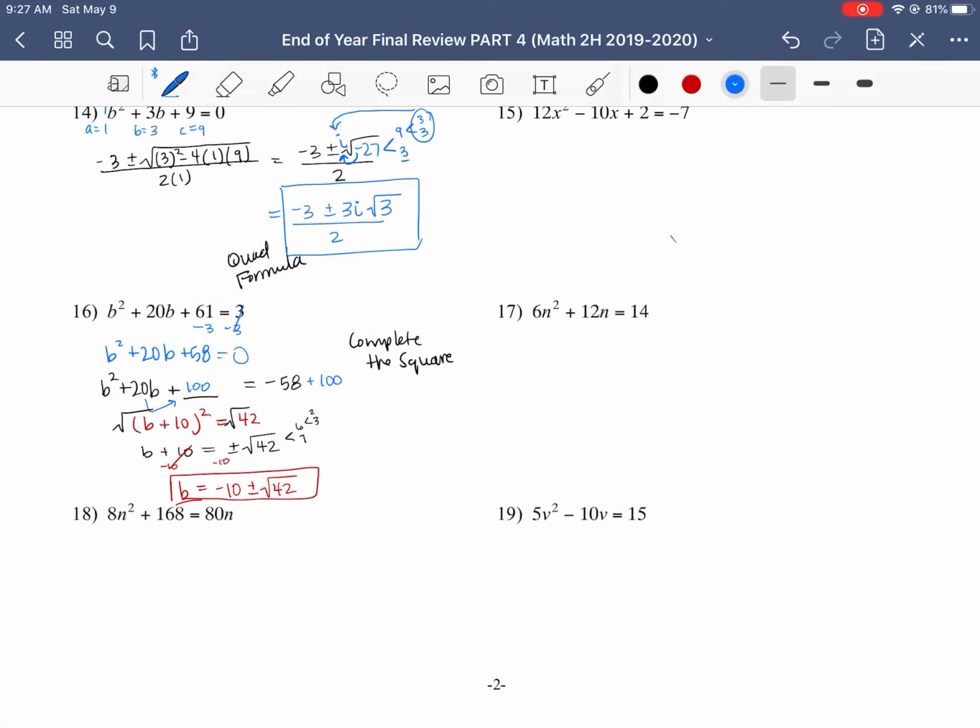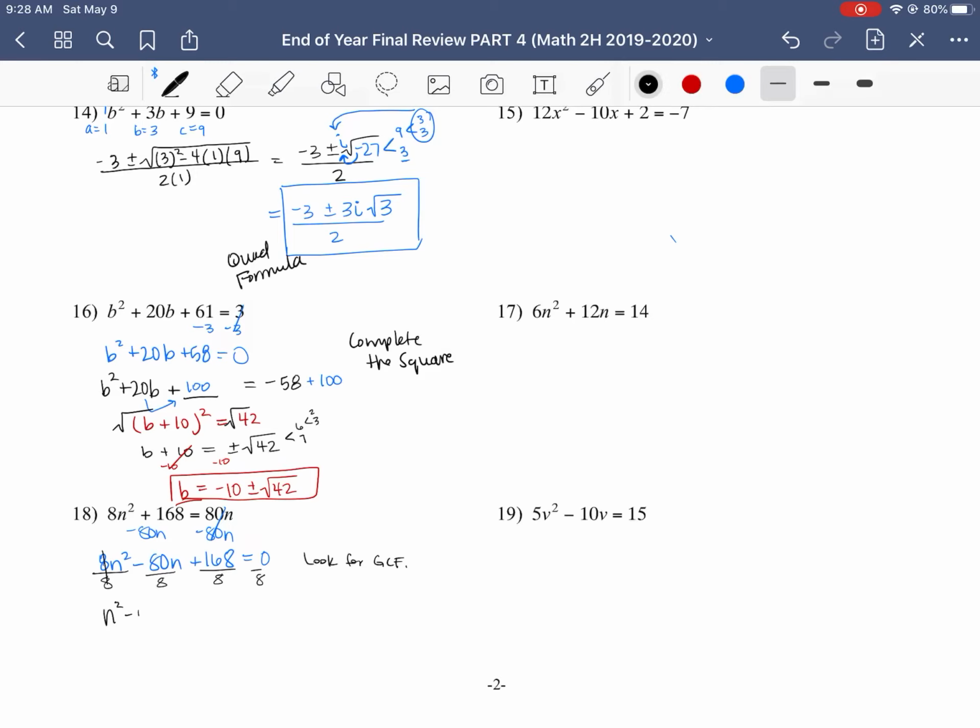So we start by setting it equal to 0. Again, we're going to move this 80n to the left side, and it's going to go in the middle so that it's in standard form. Plus 168 equals 0. And again, we start by looking for a greatest common factor. Notice that on all of these, they are divisible by 8. So we can divide by 8, divide by 8. And when we do that, that's going to simplify numbers for us a little bit.